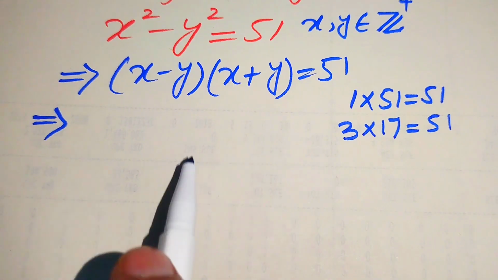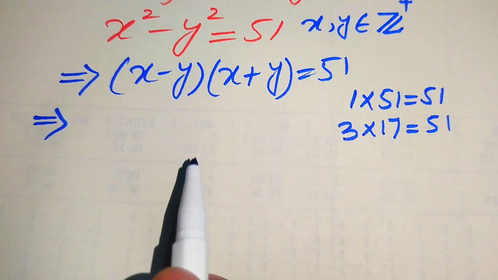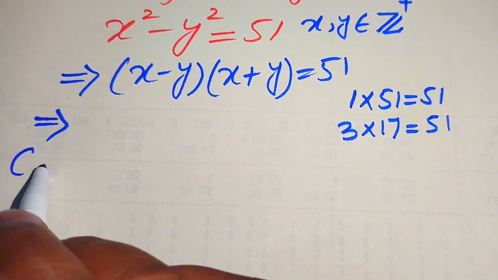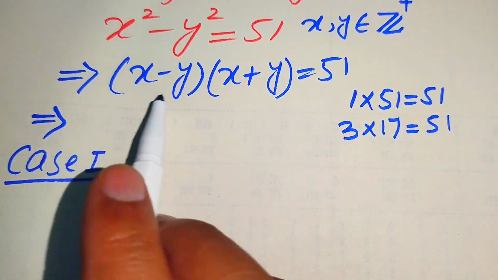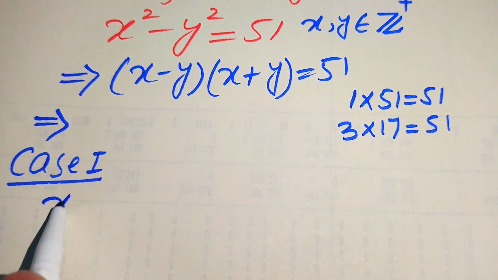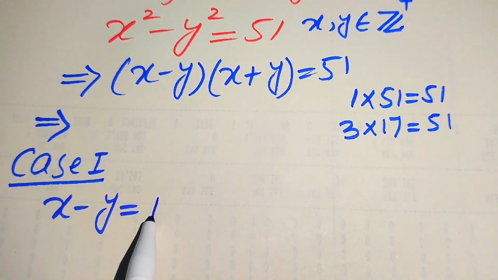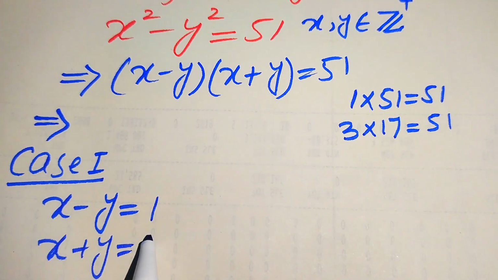So it means that we divide this equation into the two following cases. So here we write our first case, and in the first case we compare x minus y and x plus y with 1 and 51, and we write it as x minus y is equals to 1 and x plus y is equals to 51.